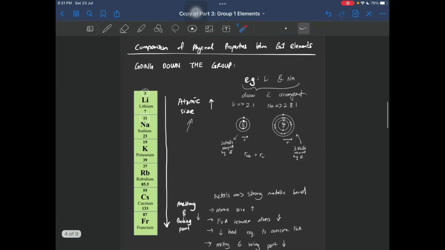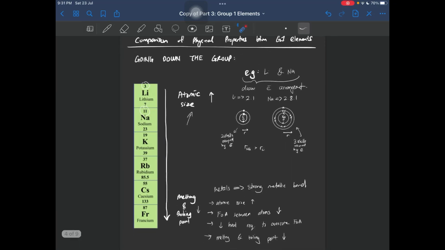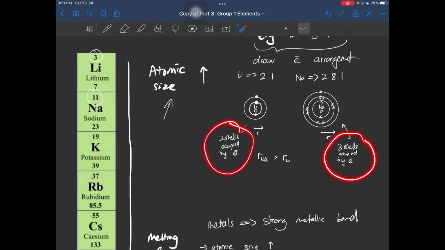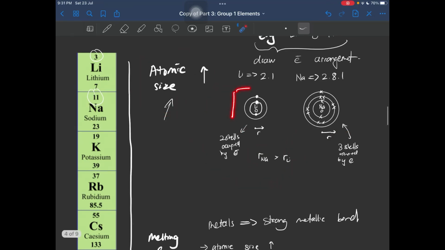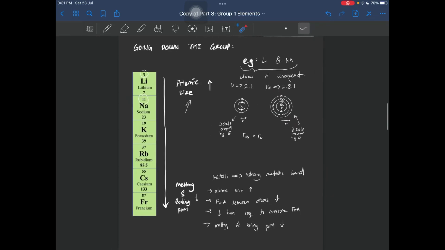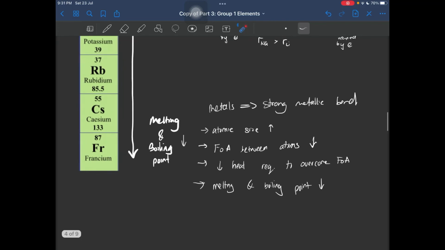Then we have discussed the comparison of the physical properties between group 1 elements going down the group, whereby going down the group, the atomic size increases, and this is because the number of shells occupied by electrons increases going down the group, and therefore the atomic radius increases, causing the atomic size to increase, as illustrated by these two diagrams here. The drawing of the electron arrangement of lithium and sodium, whereby sodium is below lithium in group 1.